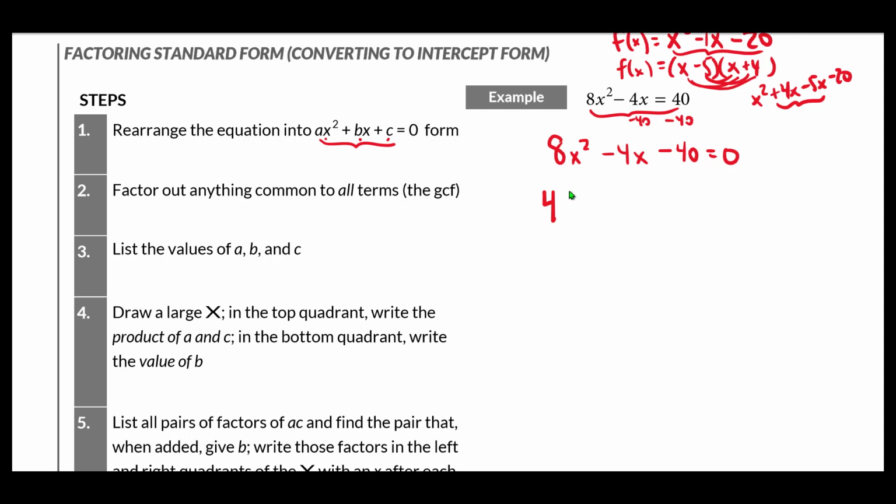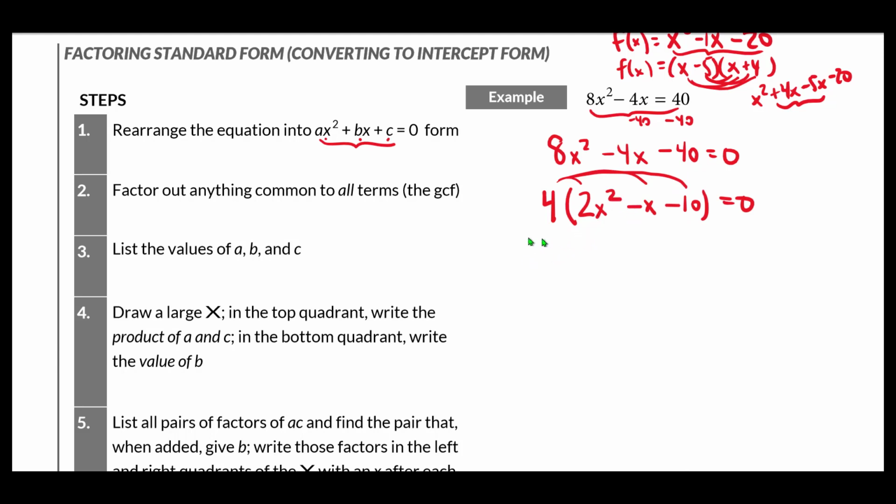So I'm going to factor out a 4, and what I'm going to be left with inside is 2x squared minus x minus 10. After factoring, I like to quickly run through with a little bit of distribution to make sure I didn't mess anything up. 4 times 2x squared is 8x squared. 4 times negative x is negative 4x. 4 times negative 10 is negative 40. I got everything perfectly fine.